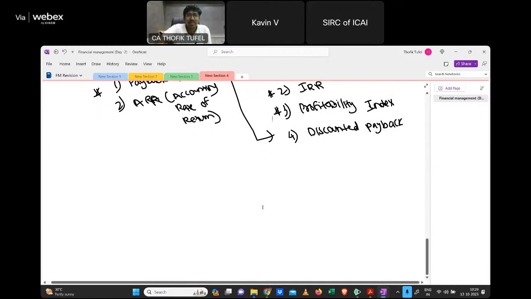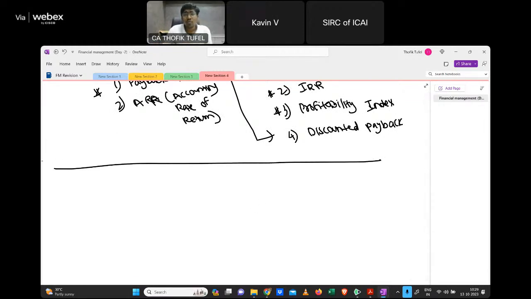Now, without wasting much time, let's get directly into it. If I want to tell about capital budgeting, here profits are not important. Here cash flows are important. In financial management, cash flows are given more importance. In fact, cash flows are supreme over profits. We will not take profits, we will take cash flows, because profit includes many non-cash items, so we take cash flows.